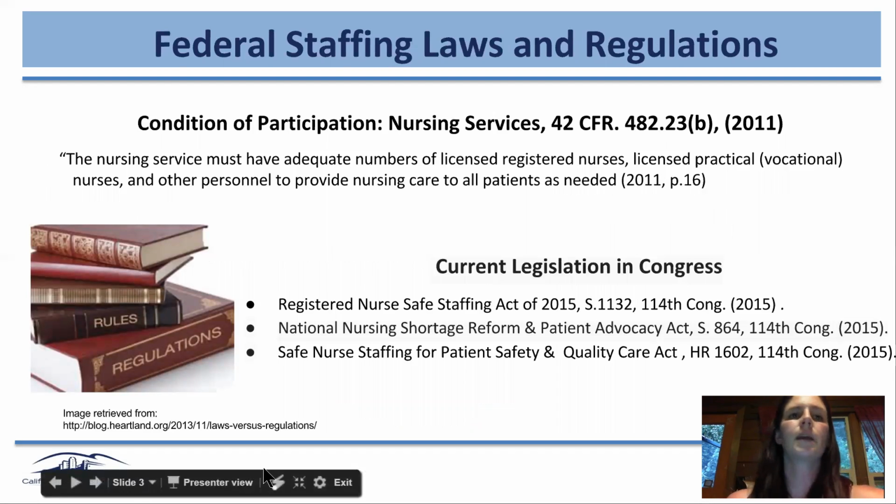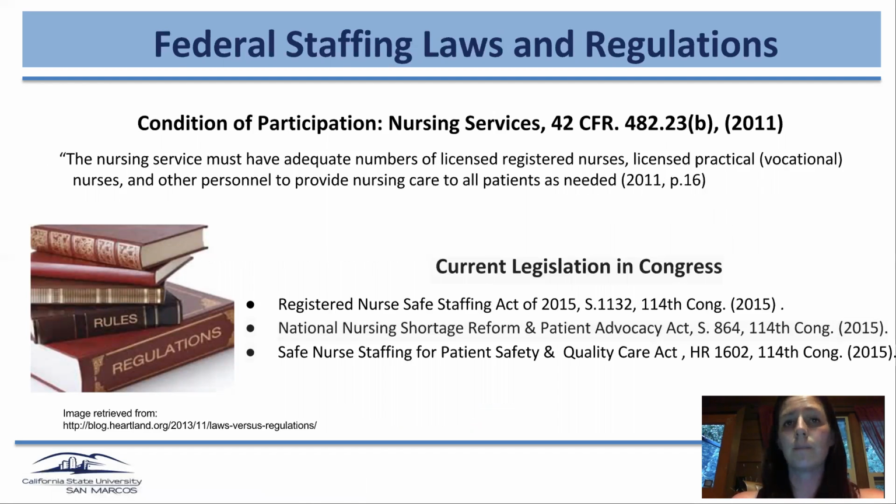Federal staffing laws and regulations. Federal nurse staffing laws and regulations have long been lobbied for by various different stakeholders. Current federal regulation is limited to Medicare participants and has sparked numerous states to adopt their own legislation to address nursing ratios. Current federal regulation under Section 482.23(b) of the Conditions of Participation for Nursing Services states that, quote, nursing services must have adequate numbers of licensed registered nurses, licensed practical nurses, and other personnel to provide nursing care to all patients as needed, end quote.